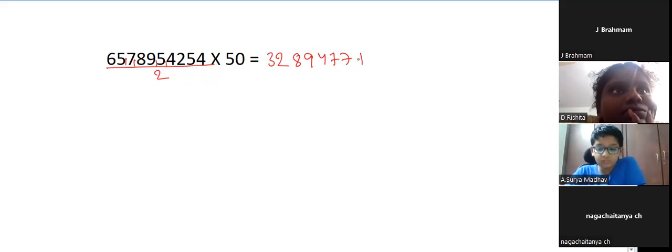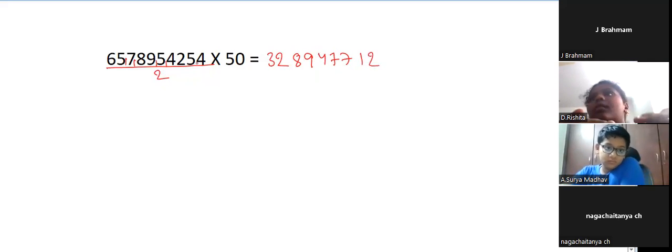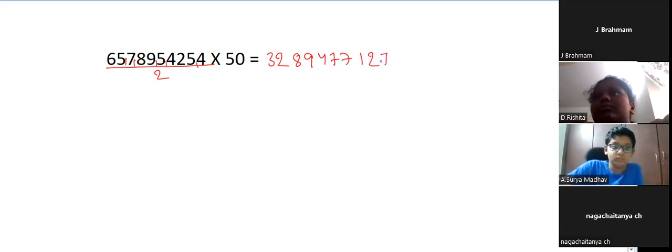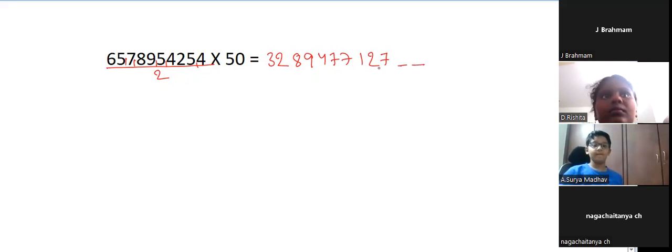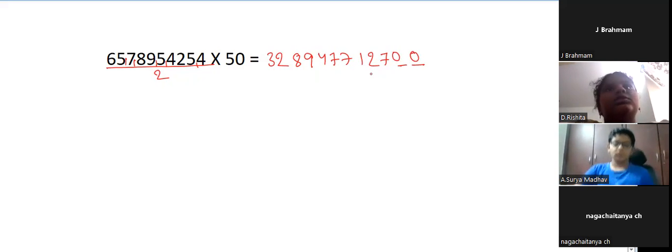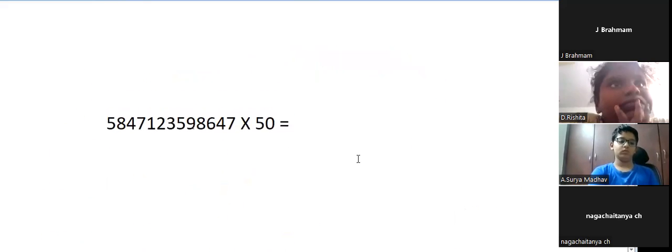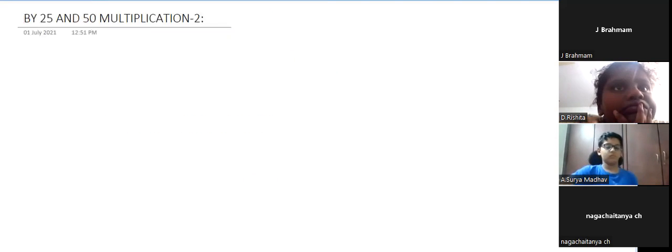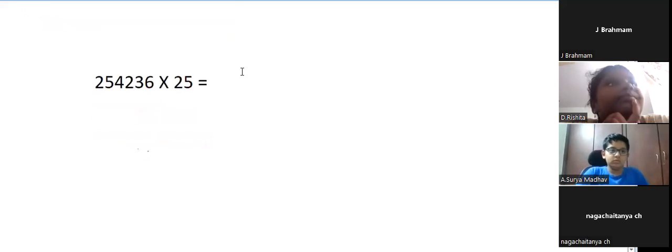2 times with remainder 2, and 7. 2 and 7, and then 7. What is the remainder finally? 0. Means we have to keep the last 2 digits as 0 0, and that's the answer. Correct. And I'm leaving this question for you; the remaining you can do later. Now see this one: multiplication by 25 and 50.